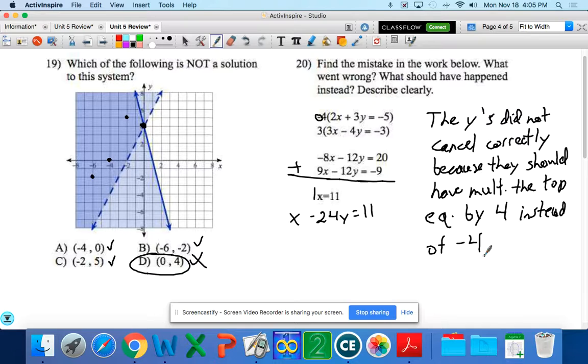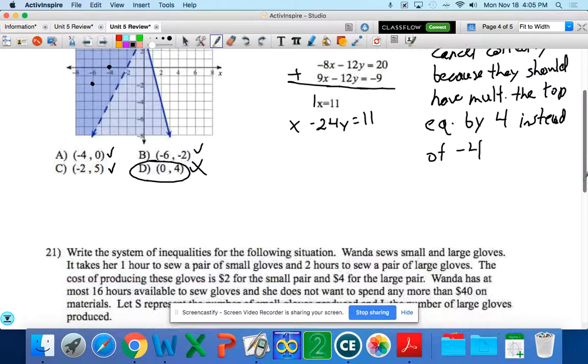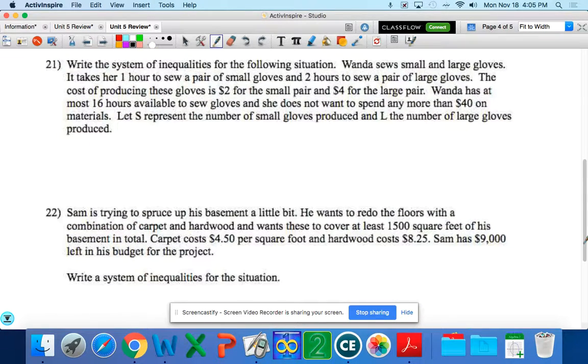Doesn't have to be perfect. Okay? You see me, I abbreviated a couple things on the way through. It's not great handwriting, but the point gets across. The point is that they should have multiplied by a different number from the beginning in order to get the signs to cancel out, because this is negative 12, negative 12. Those are not going to cancel. Those are just going to combine. Okay?